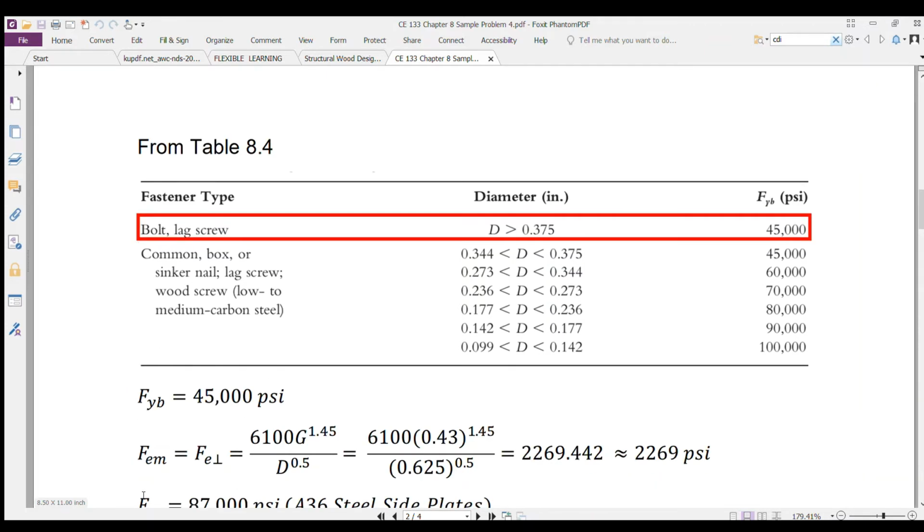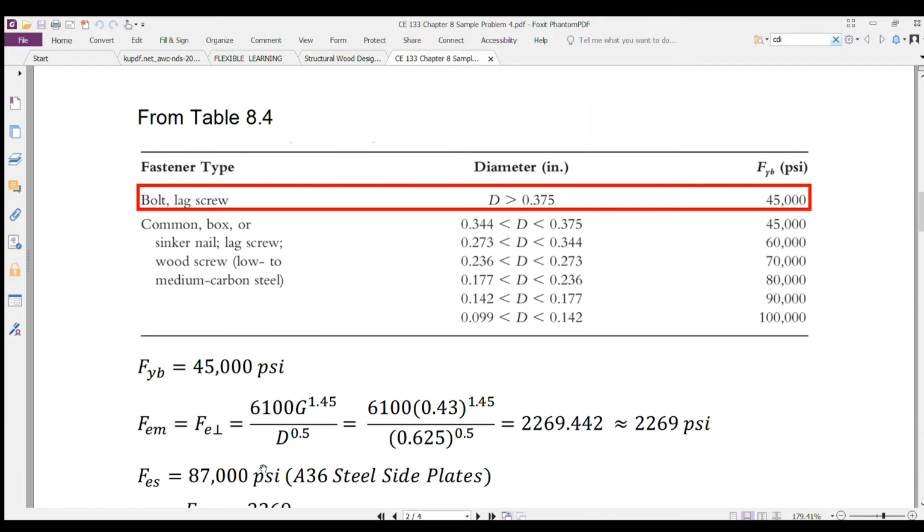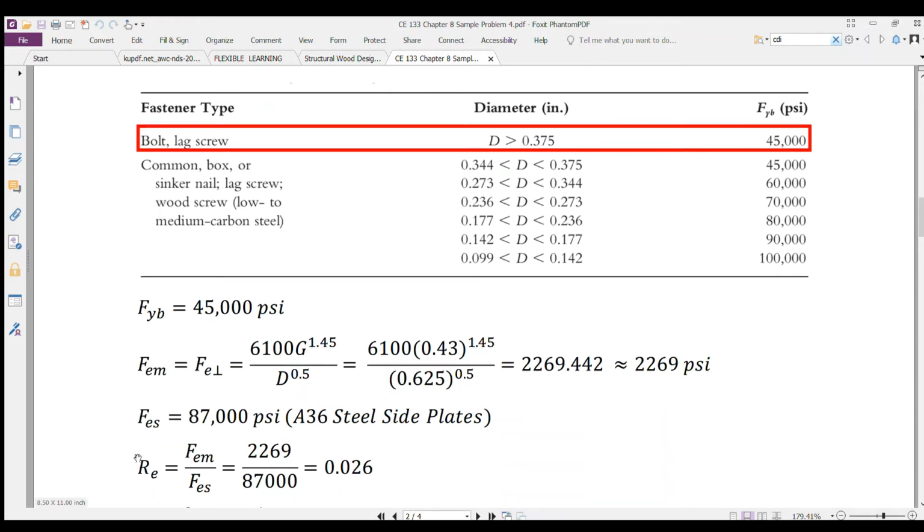Now determining the dowel bearing strength for the main member, this will be equal to F sub E perpendicular, which will equal 6,100 G raised to 1.45 over D raised to 0.5. Substituting the values, you will arrive at a value of F sub EM of 2,269 psi. The value for F sub ES is equal to 87,000 psi due to the A36 steel side plates, and the value of R sub E will be equal to 2,269 over 87,000, which will yield a value of 0.026.